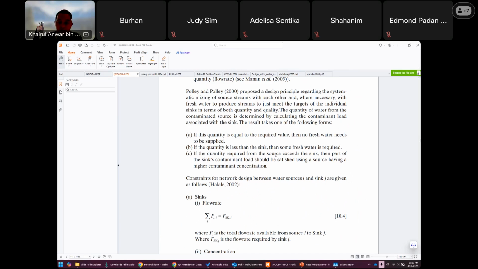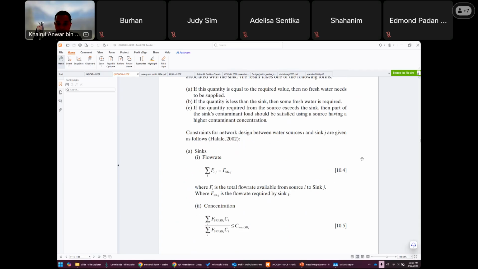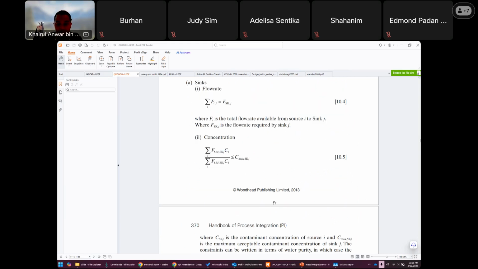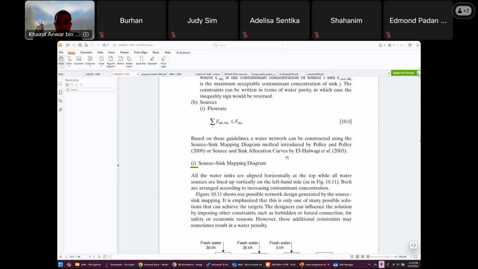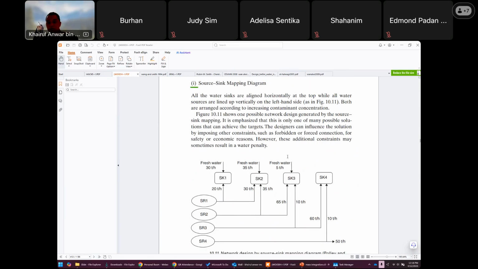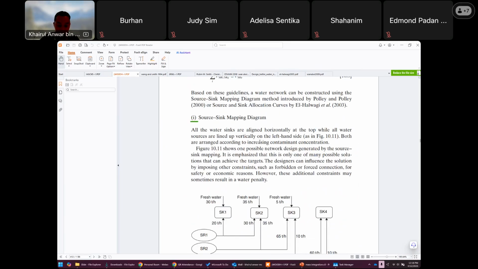If the quantity required from the source exceeds the sink, then part of the sink contaminant load should be satisfied using the source having a higher contaminant concentration. So the constraints for network design between source i and sink j are given as policies of different people. This is 2002. Finally, calculate the flow rate and the concentration of the sink. But what I would like to show you is this example. This is still under step number 4.